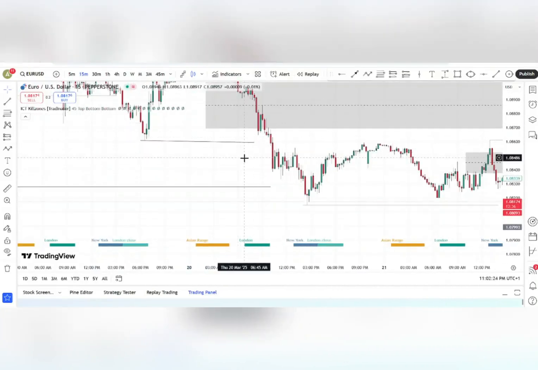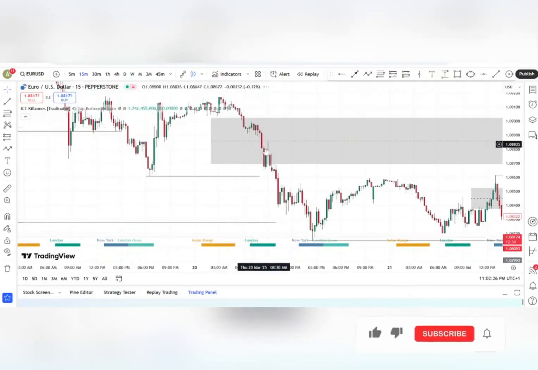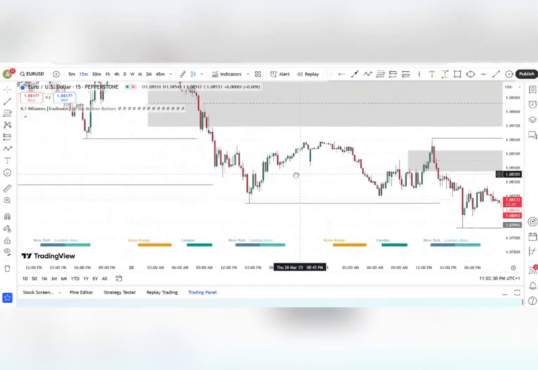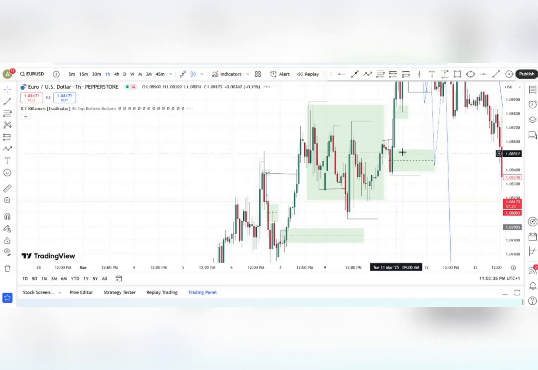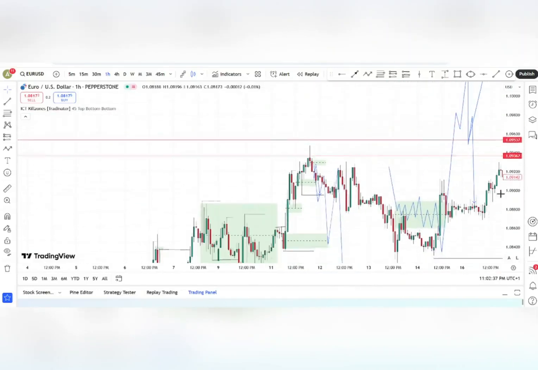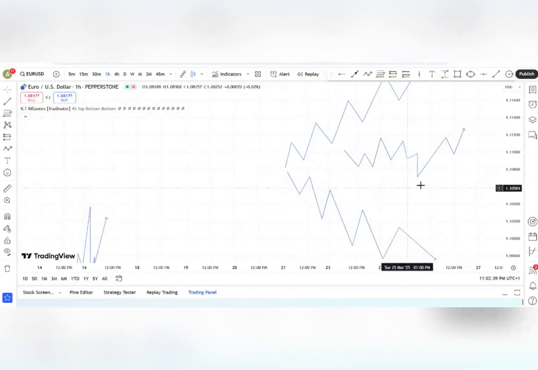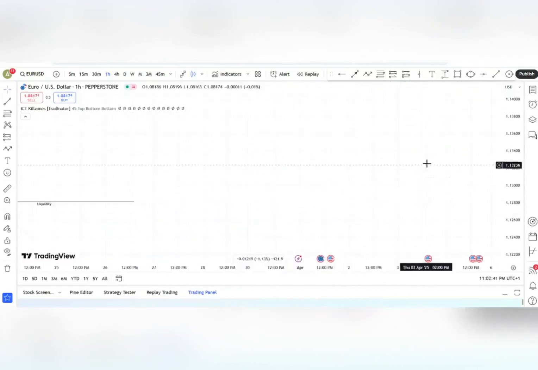So what is this London Q zone? You see this move from London, then New York. Yeah, so this is a major concept in ICT trading. For day traders, if you are not a day trader, then you might not find it very important. But if you are a day trader, it is very important.